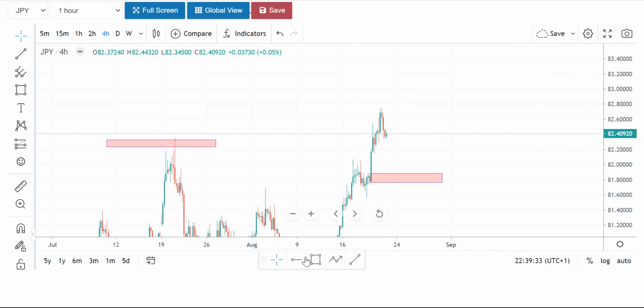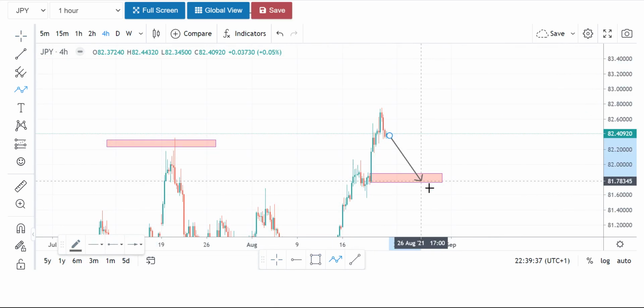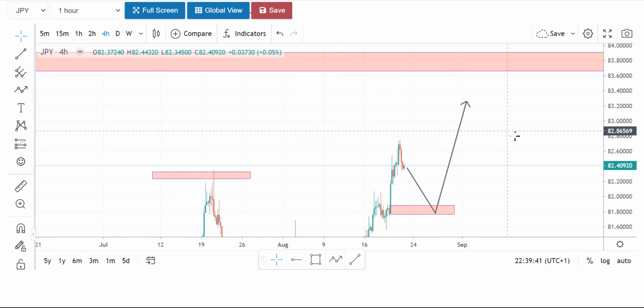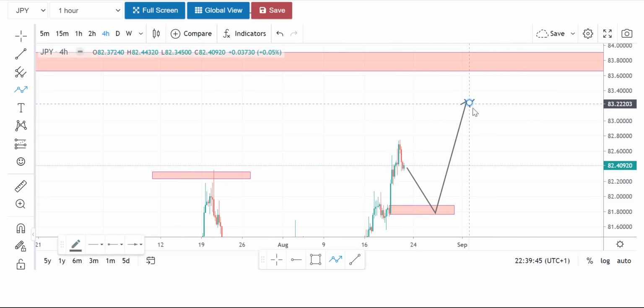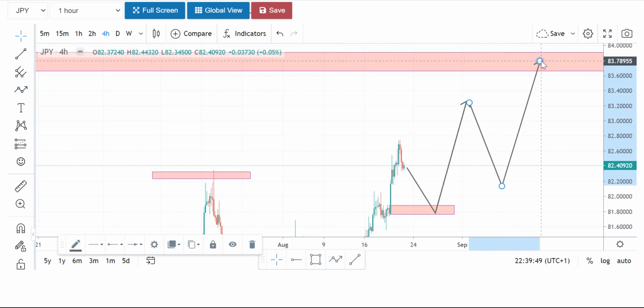Don't forget that we majorly trade demand and supply. So this is the demand zone, and we expect a creation of higher highs, and hopefully we may expect another rebounce or retracement, and then we move to this upside. Now that's for the JPY pair.